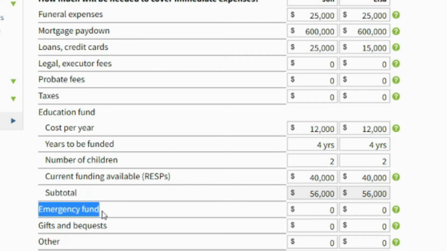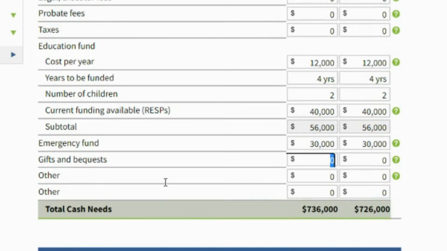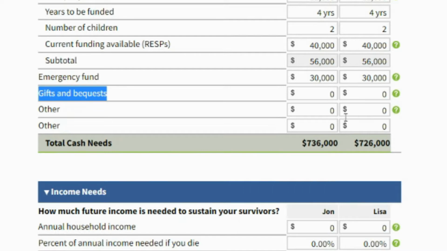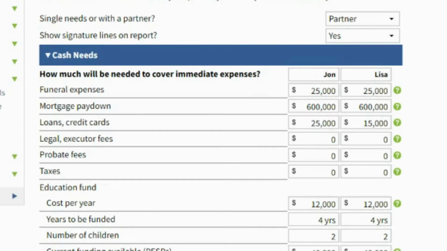Another thing to take into account would be an emergency fund, which would be about 3 to 6 months of household expenses. So for this example, let's just say it would be $30,000. Okay. Again, you can add other things such as gifts, charitable donations, but we're going to leave it at that just to keep it simple.